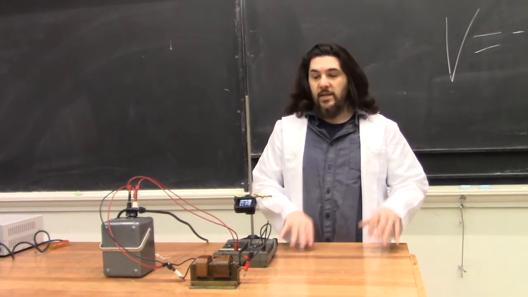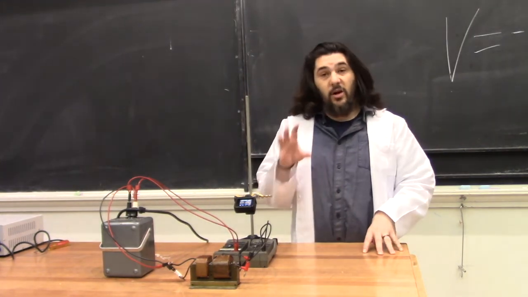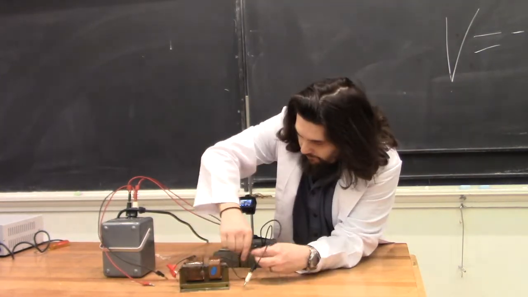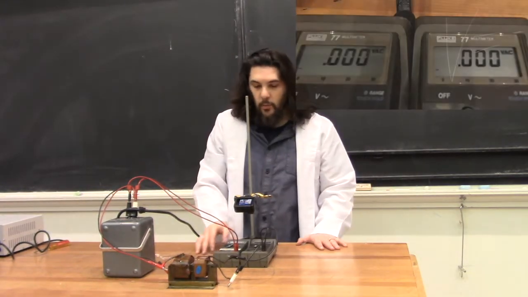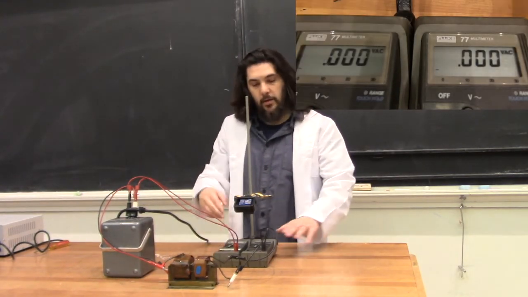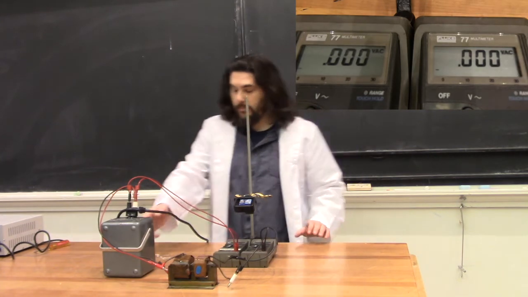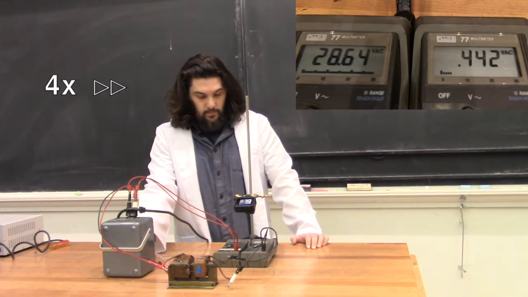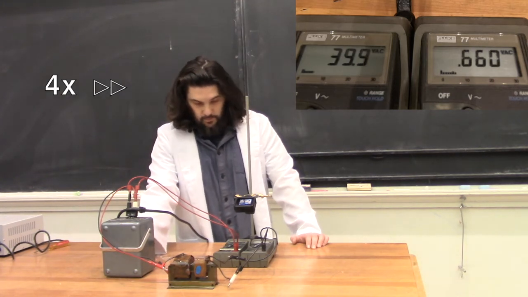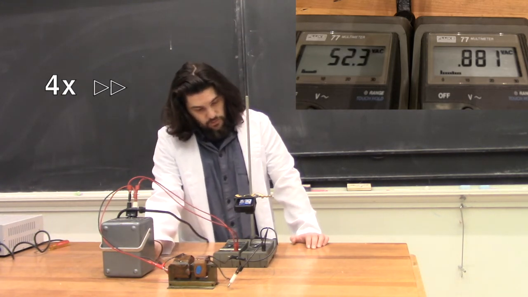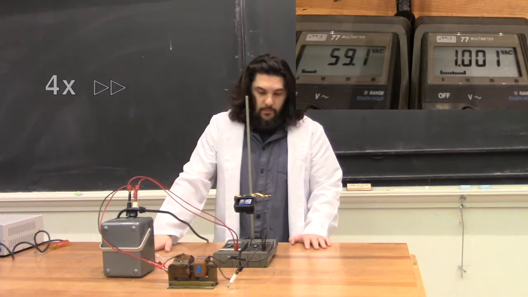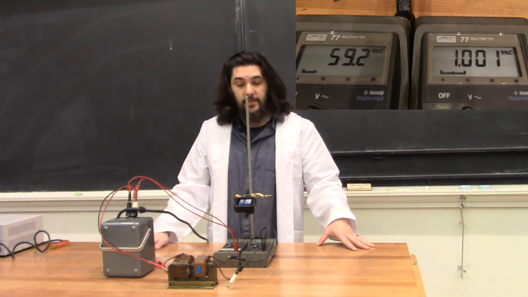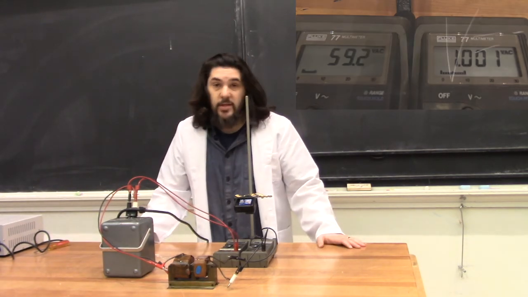Now let's see what happens if we reverse our transformer, so that the larger coil is the input, and the smaller coil is the output. Once again, this will be our input voltmeter, and this will be our output voltmeter. And to get 1 volt output, we need to have 59 volts input. So it's a much more effective step-up transformer than a step-down transformer.